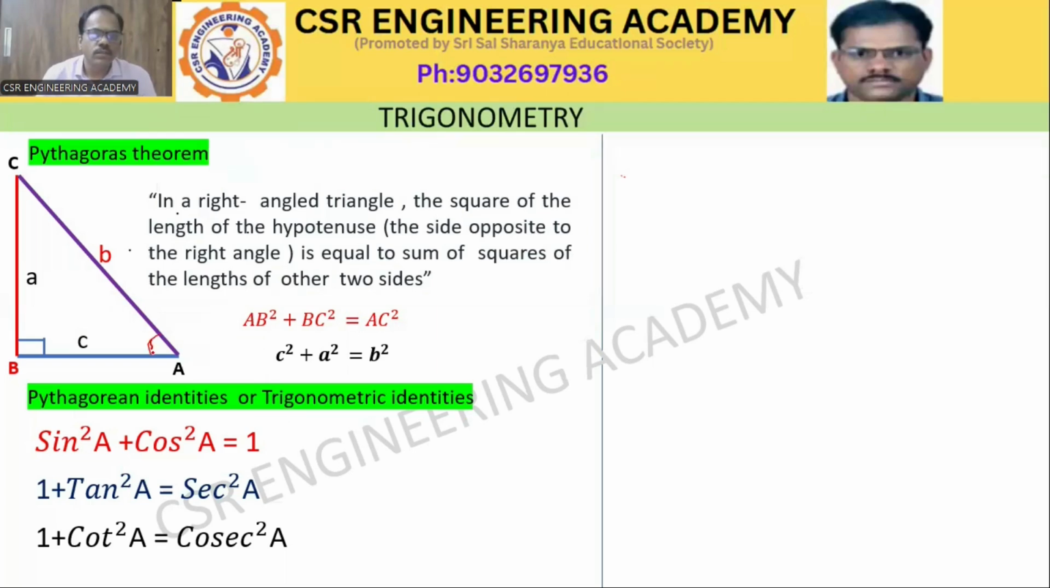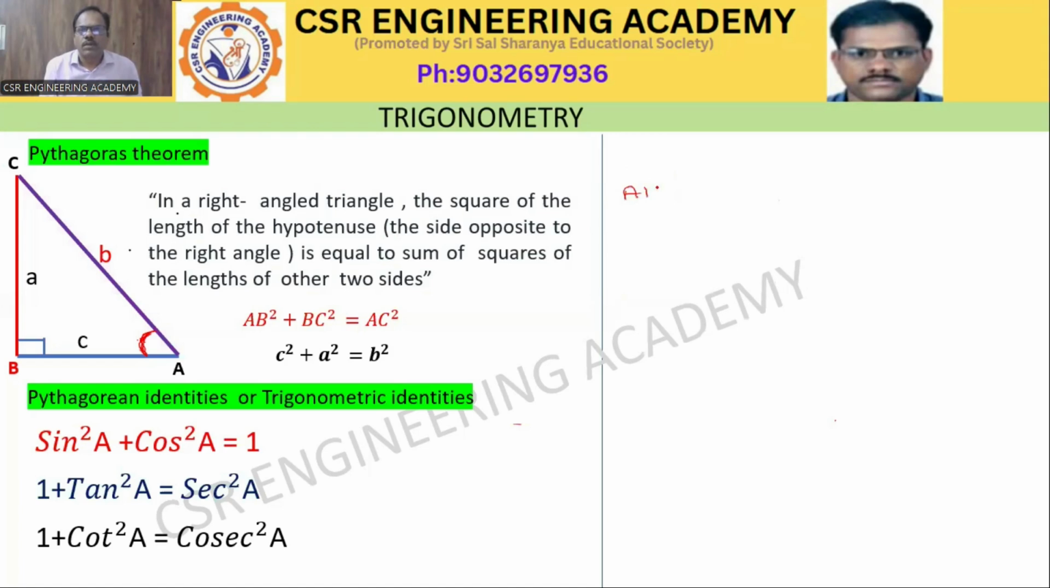Let us consider angle A. Sin square A plus cos square A is equal to 1. 1 plus tan square A is equal to secant square A. 1 plus cot square A is equal to cosecant square A.